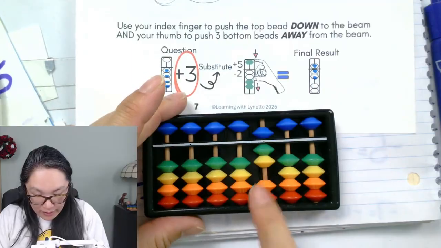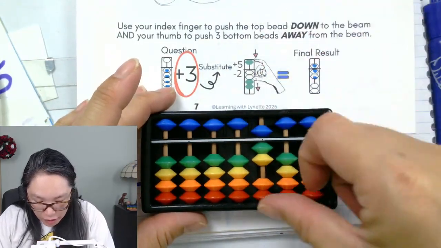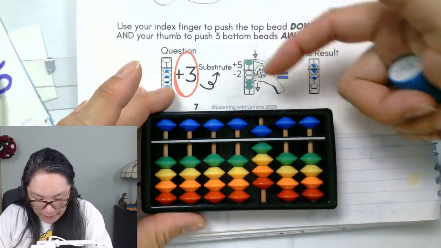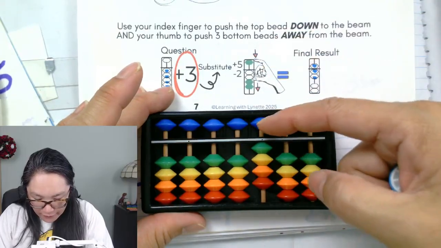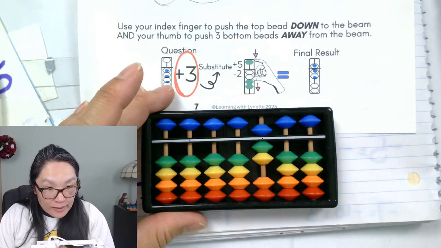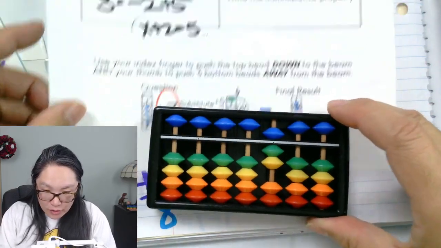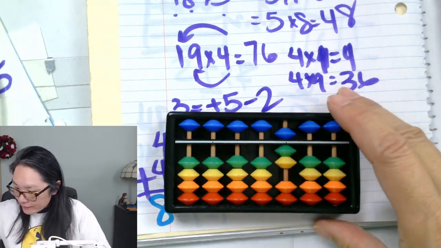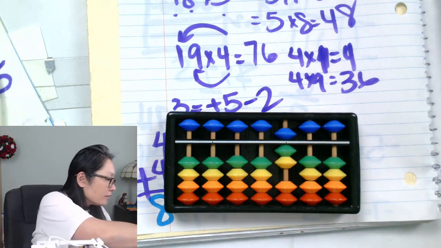And so my final answer is 7. And then here I showed you how to do it. So it's add the 5, and then take away the 2, and that's what we're going to do. Make sense? So that is adding the 3. Let's do another one. Are we ready for another one?